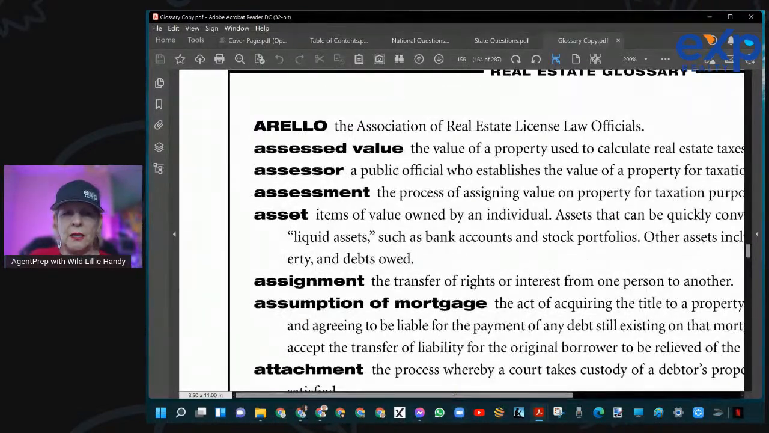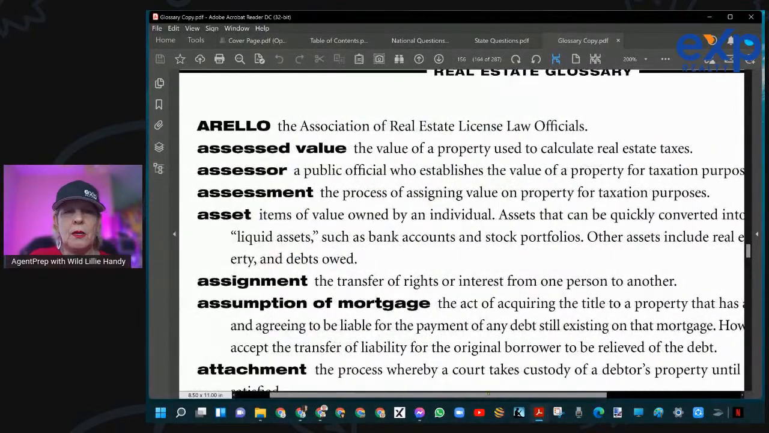Okay, ARELLO. So what is ARELLO? ARELLO is the Association of Real Estate License Law Officials. You know, I've never interacted with ARELLO, but it does exist. It's there. I've never used it, but it's the Association of Real Estate License Law Officials.